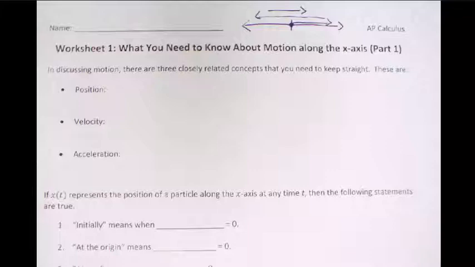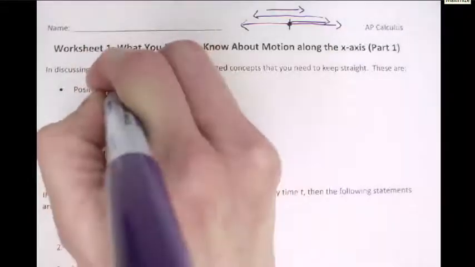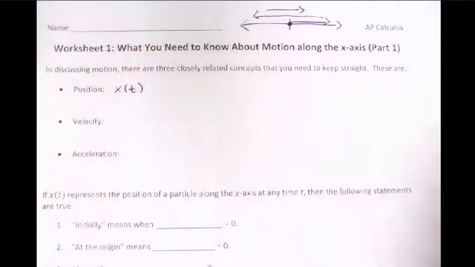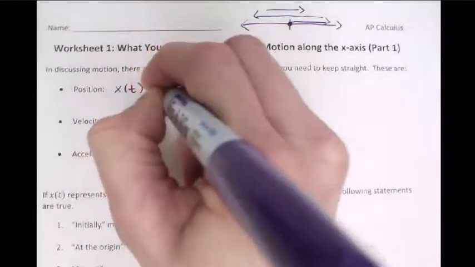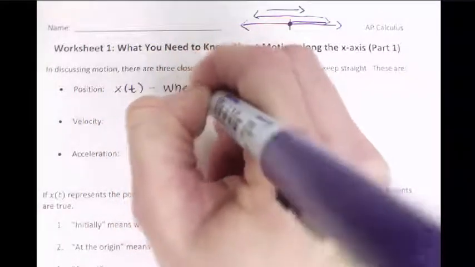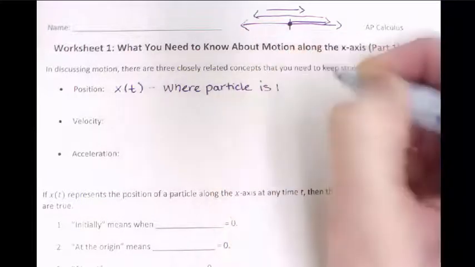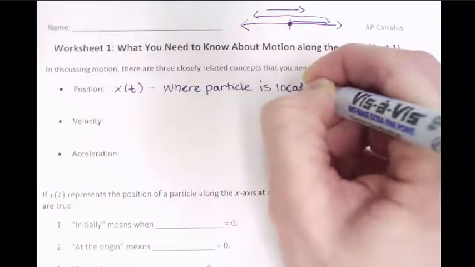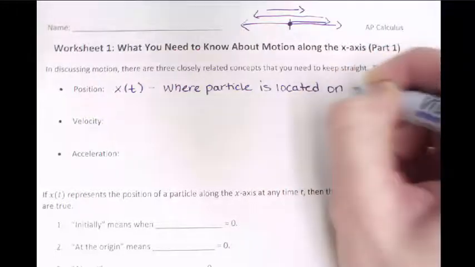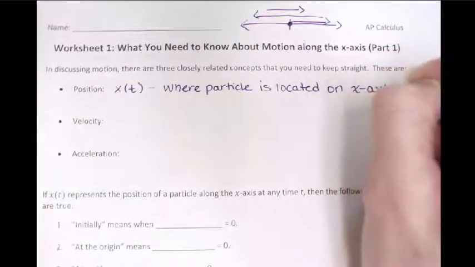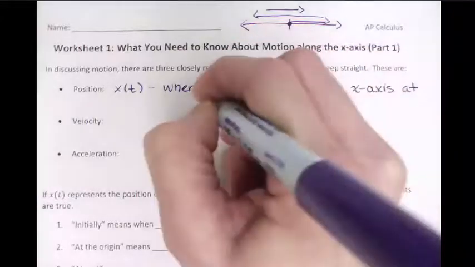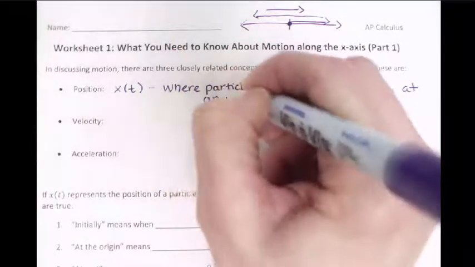So when we do that, x actually becomes the function. You can think of position as being x of t. So x is the function and t is the variable, which is a little bit different. The position equation gives you where the particle is located on the x-axis at any given time. So position gives you the position.